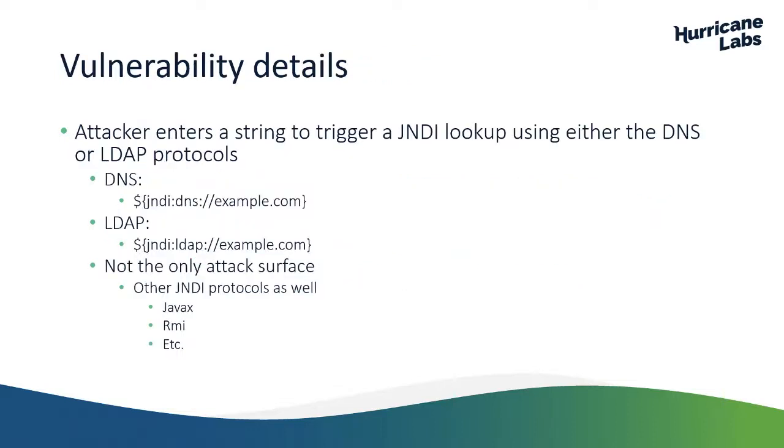For the most part, this vulnerability centers around trying to trigger a JNDI lookup to use either the DNS or LDAP protocols. On this slide, I have included some of the example strings that are used to trigger this vulnerability using both a DNS and an LDAP lookup. As I mentioned in the previous slide, however, this isn't the only attack surface available. There are other protocols that are included in the JNDI standard that might potentially be exploitable as well.